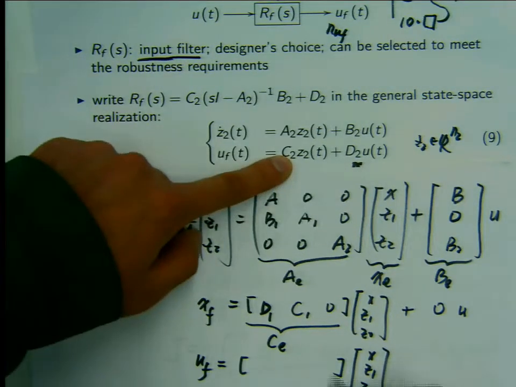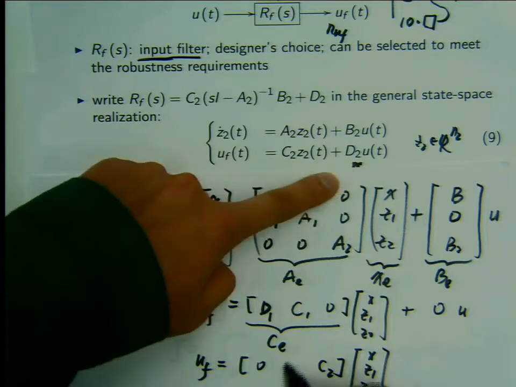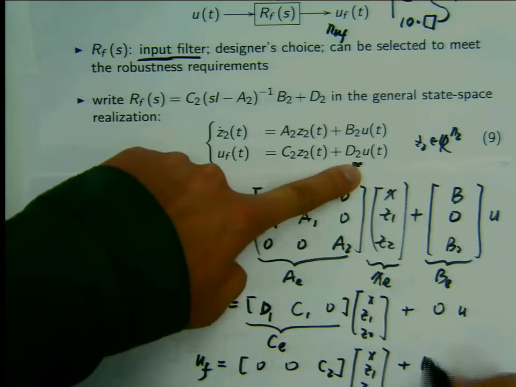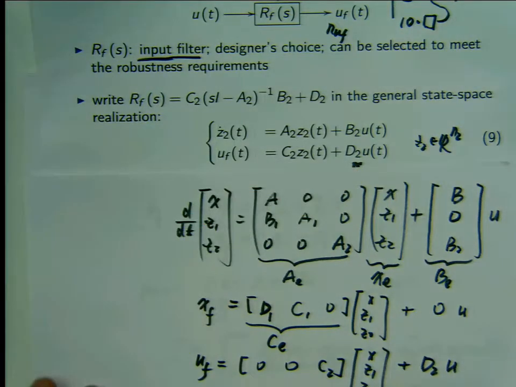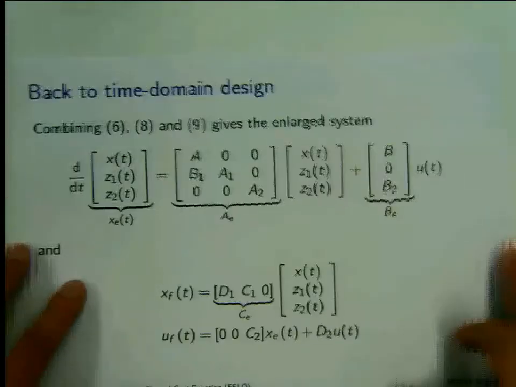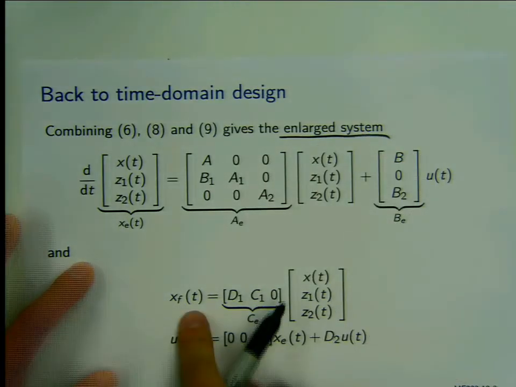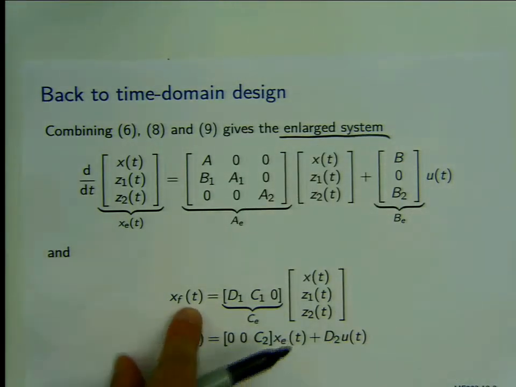uf is C2 times z2. It doesn't depend on x, doesn't depend on z1, but it depends on u. Okay? So let me see if I have a name for this. I didn't give a name for this matrix, so let's keep it for now. In summary, we have obtained the enlarged state space system with new expressions of xf and uf.